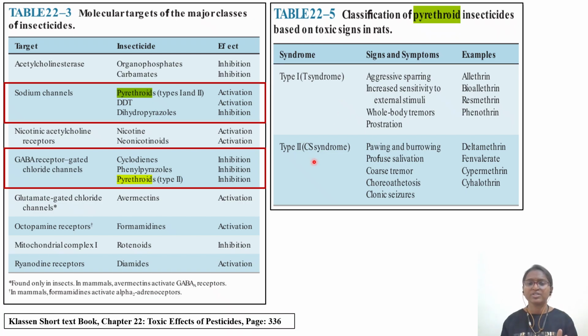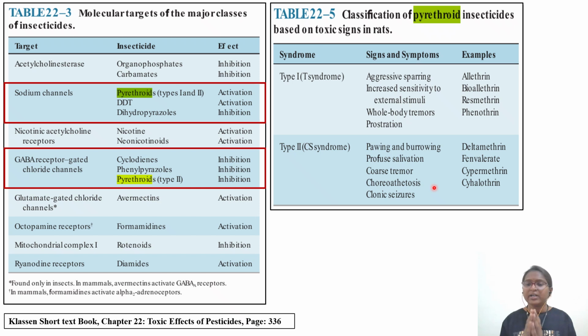Coming to type 2, that is CS syndrome, we have pawing and burrowing. The rats will do pawing and burrowing, profuse salivation, coarse tremors, choreoathetosis. In the first slides also you have seen choreoathetosis, where the fingers will become like this, and clonic seizures. So you will keep getting this in your exam as a question. What is the characteristic symptom for type 2, the CS syndrome? The answer will be clonic seizure.